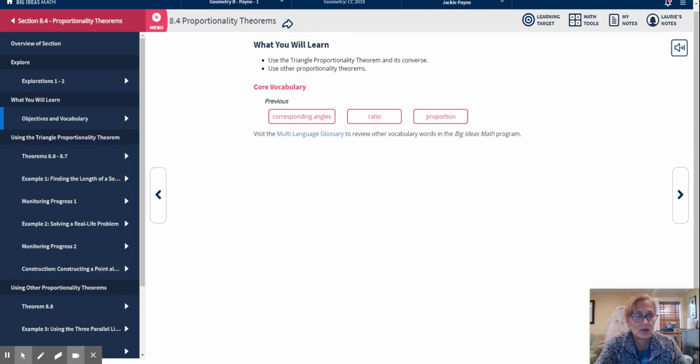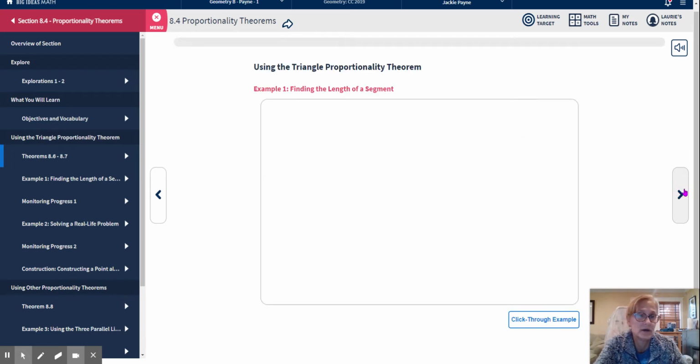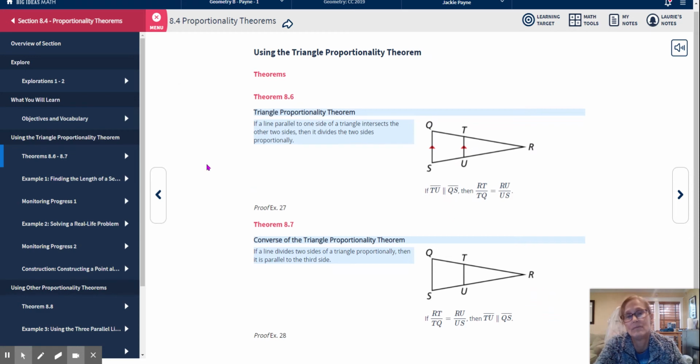So this is sort of the culmination of this chapter, and we are going to go over 4 theorems so far, of which you will be able to use this theorem and its converse. Of course, we'll do other live examples under the camera, but the previous vocabulary is corresponding angles, ratio, and proportion. So let's go. Here's the first theorem.